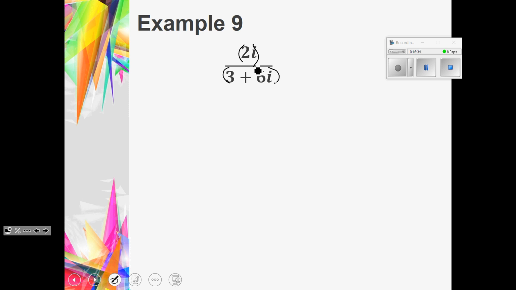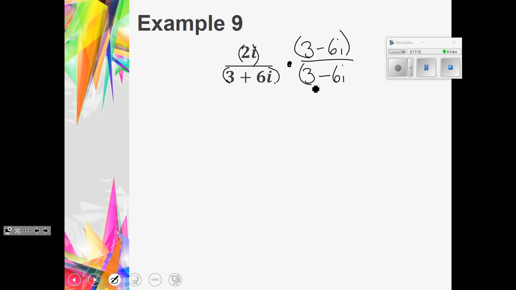So what's that word we call when we get square roots or imaginaries out of the denominator? It is called rationalizing. If we're going to rationalize this, and this is a binomial, what do we need to multiply by? We need to multiply by the conjugate. So tell me, what is the conjugate of 3 plus 6i? 3 minus 6i. And what you do to the bottom, you must do to the top.